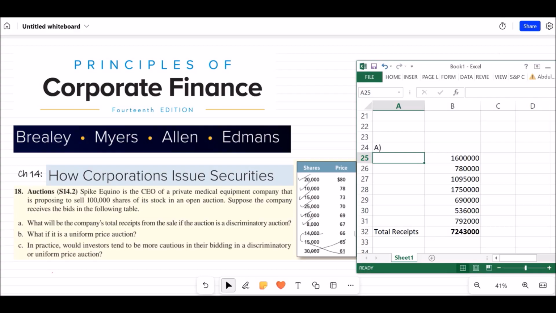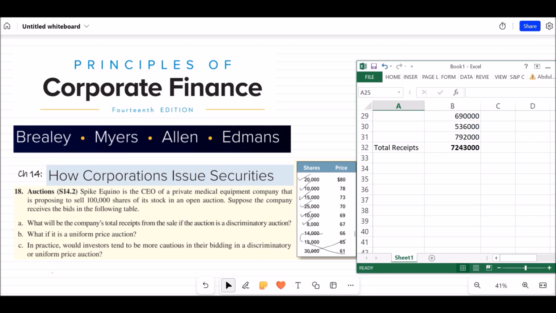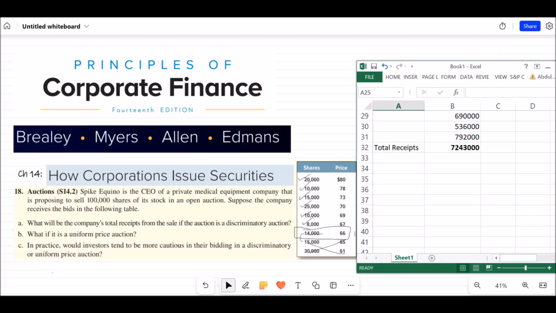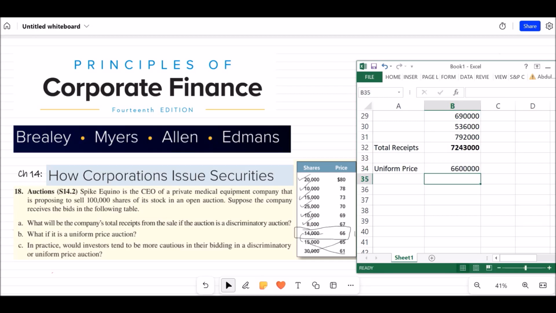In part B, what if it is a uniform price? In the uniform price, we charge the same price, and that price will be from this lot. So all the shares will be charged the same price, which will be 66. So from the uniform price, it will be 100,000 shares at a price of 66. It will be 6.6 million.